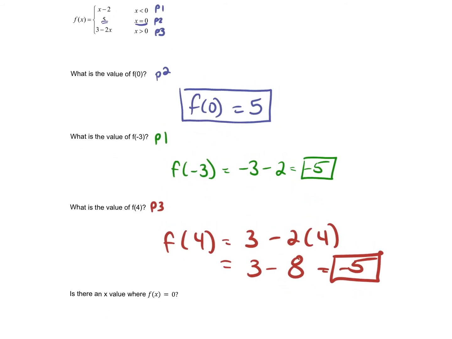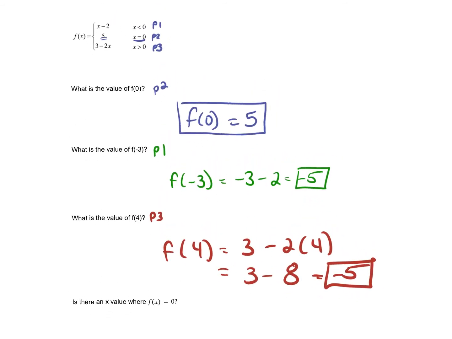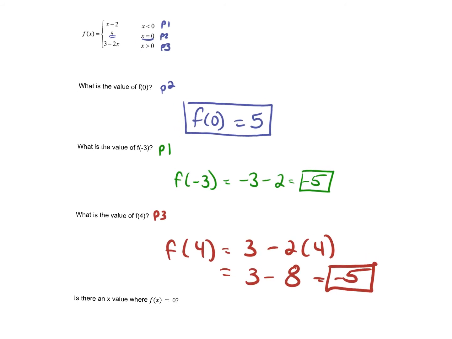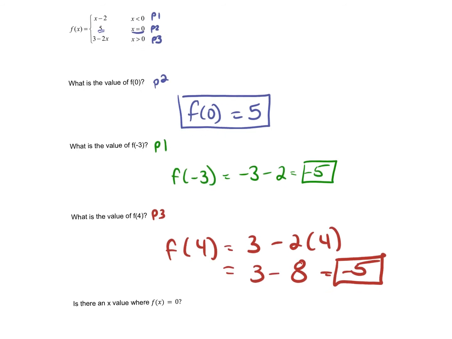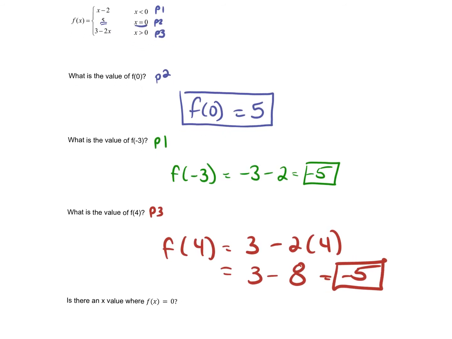So finally, this is kind of a different question. This says, is there an x value where f of x equals 0? Well, so now this is a little different. We're trying to figure out, is there some point where y equals 0, where our output is equal to 0?